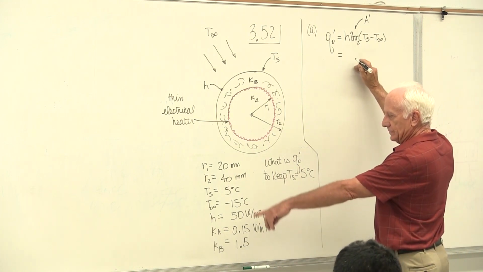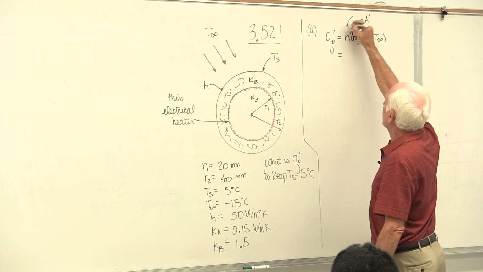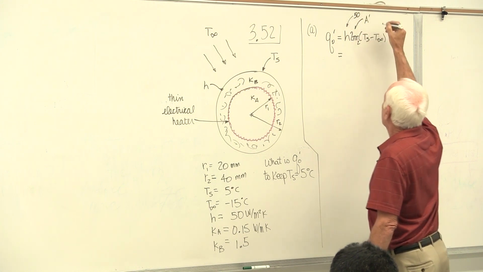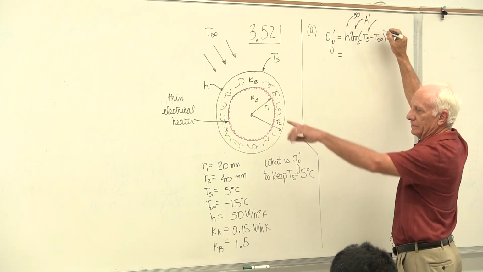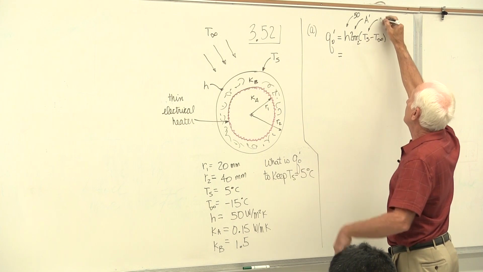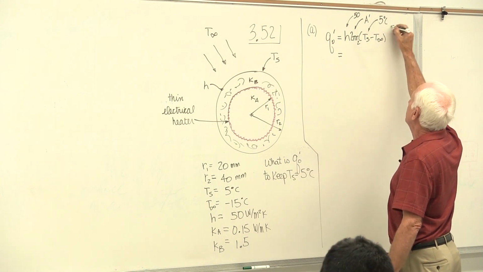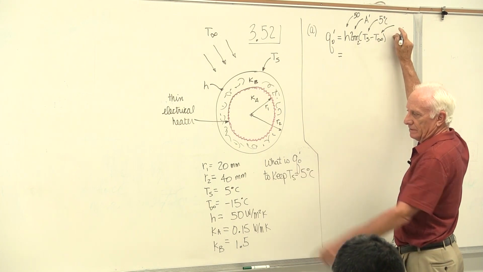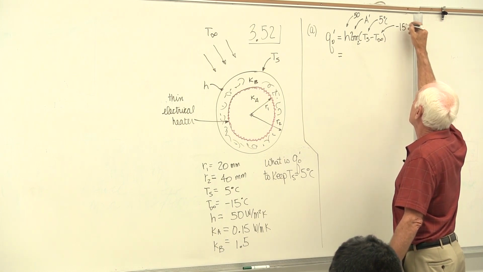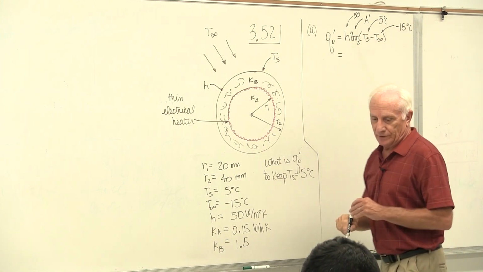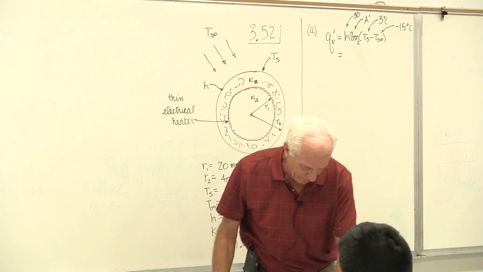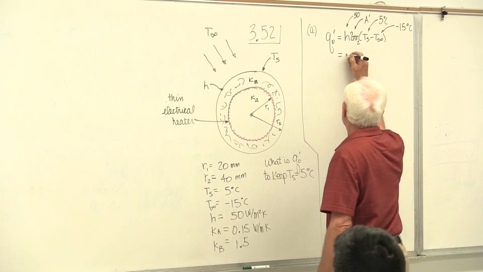h was given, 50. T_s was given, 5. T infinity was given, minus 15. Do the calculations, pretty straightforward. You get 251 watts per meter.